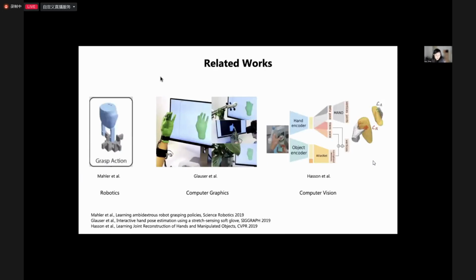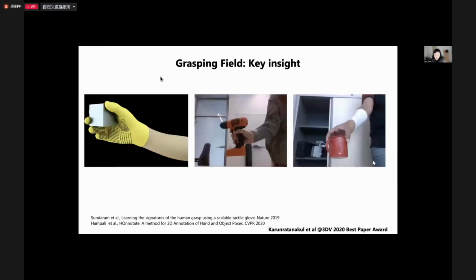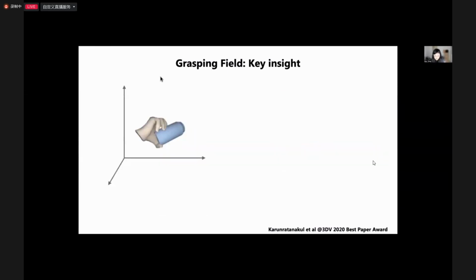So there are many related works for grasping synthesis or grasping recognition, right? In robotics, in computer graphics, as well as in computer vision. So our key observation in this work is that human grasp is rooted in physical hand-object contact. And through this contact, humans are able to grasp and manipulate objects naturally. So to better model hand-object interaction, we must find a way to effectively represent the contact between the hand and object. So that is really the key insight.